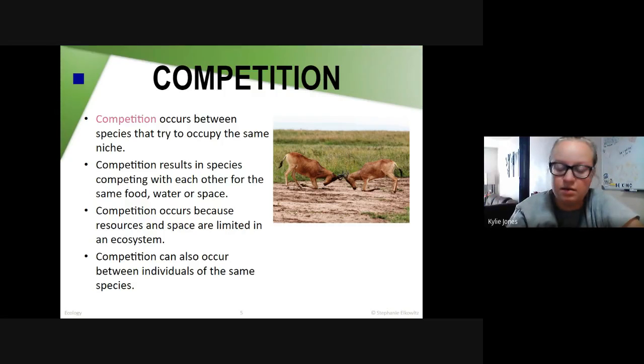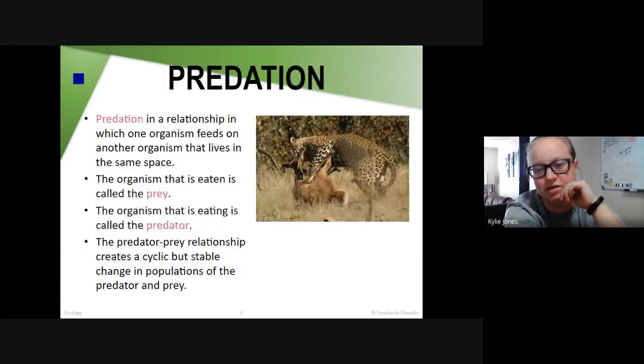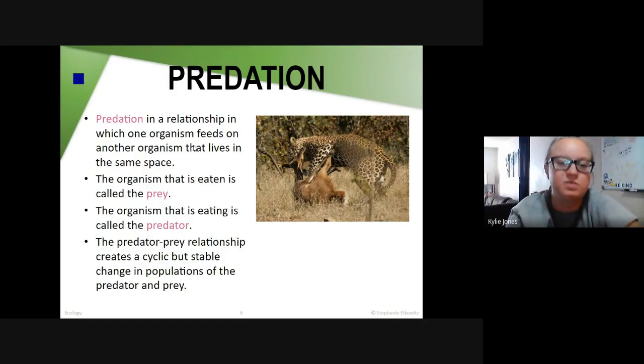Alrighty. Next slide, we're going to talk about predation, so like predators and prey. Predation is a relationship in which one organism feeds on another organism that lives in the same space. The organism that is eaten is called the prey. The organism that is doing the eating is called the predator.